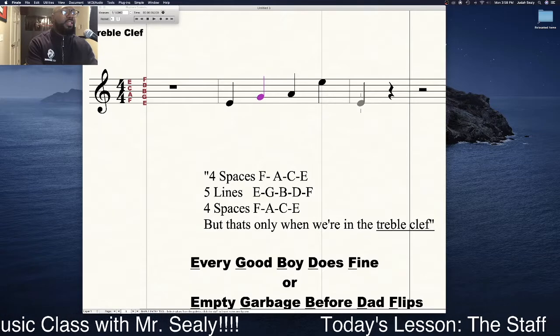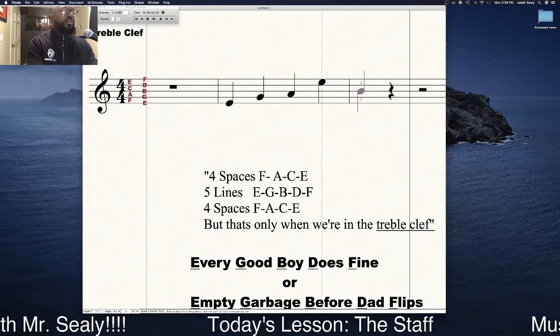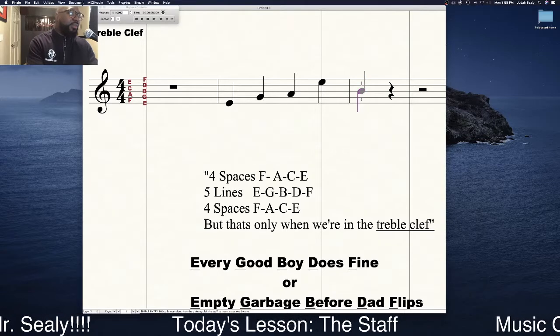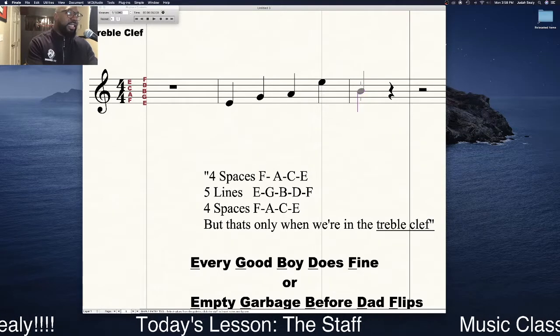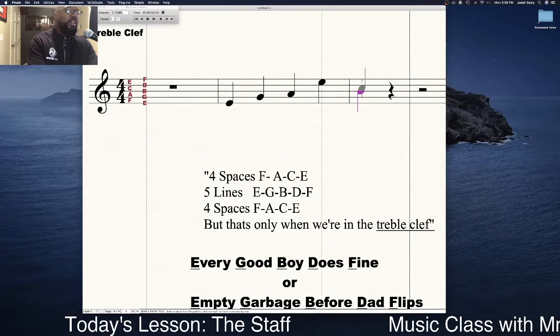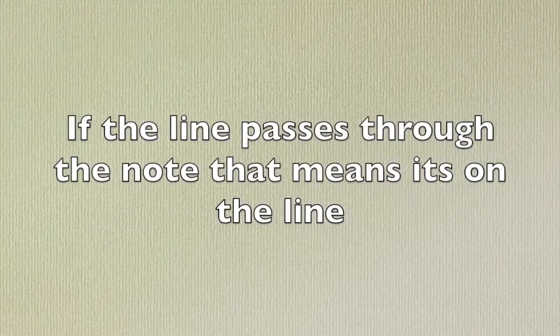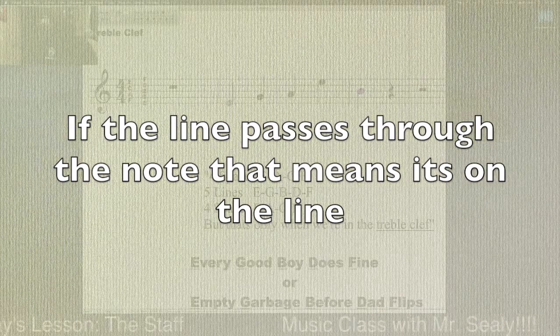Let me move this to the third line. There we go. That one is on the third line. Notice that as soon as I move it to the third line, it goes upside down, because that's just the rule of music: when you move a note to the third line or above, it's written upside down. That's the rule.